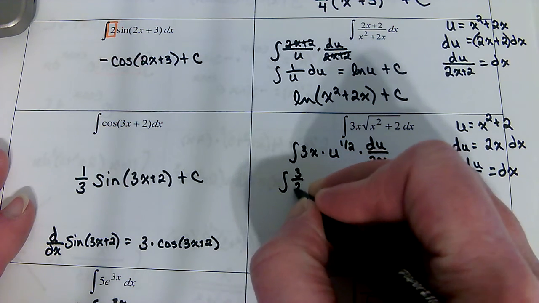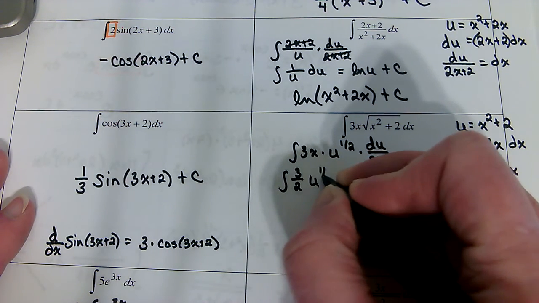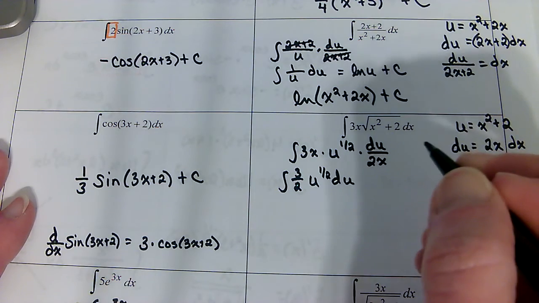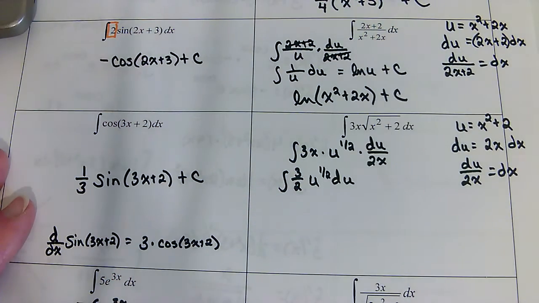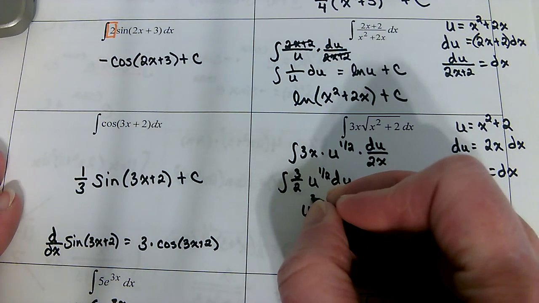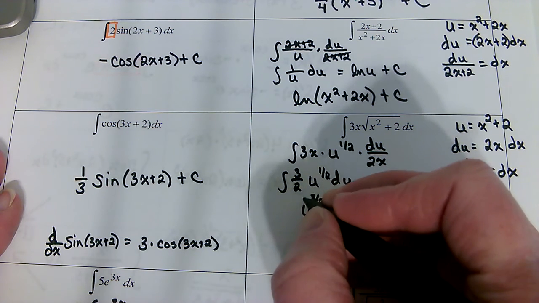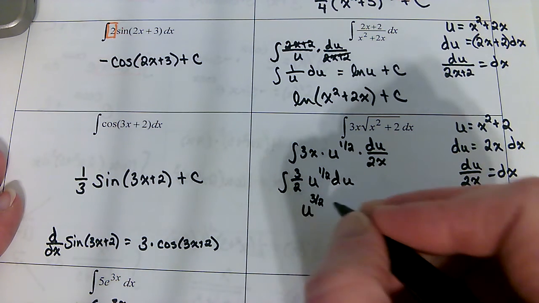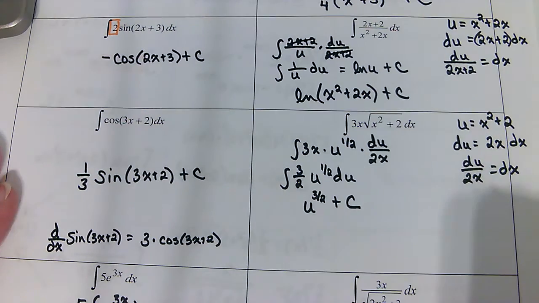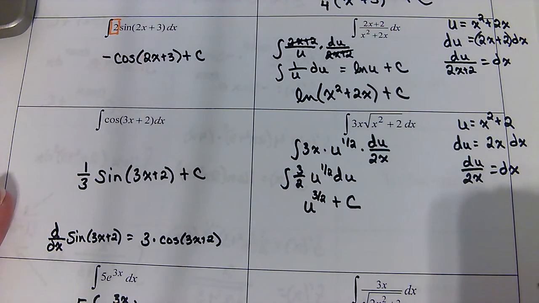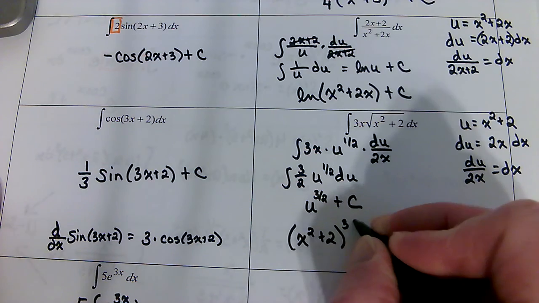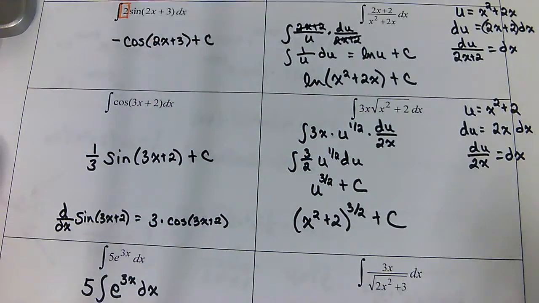So I end up with 3/2 u to the 1/2 du. Add 1 to the exponent, divide by the new exponent, so that would make that u to the 3/2. Ooh, if I divide by 3/2, that's going to cancel that out. That's pretty nice. Plus c. So that's going to end up being x squared plus 2 to the 3/2 plus c.